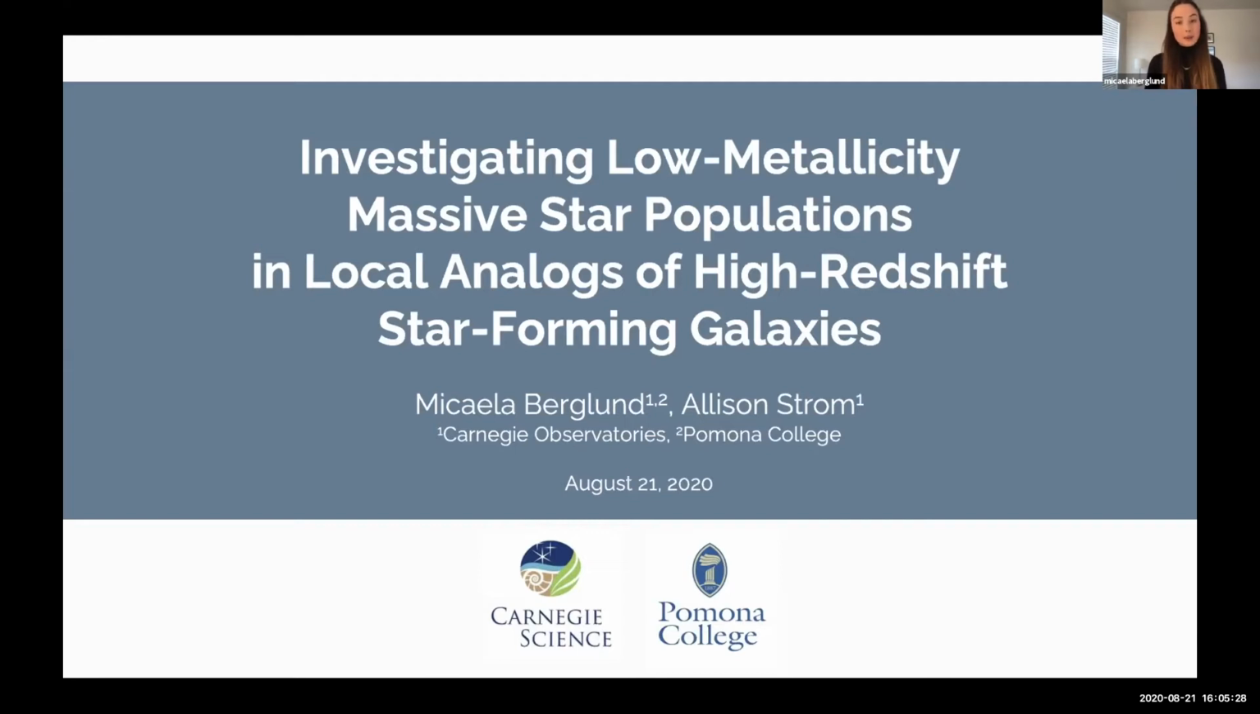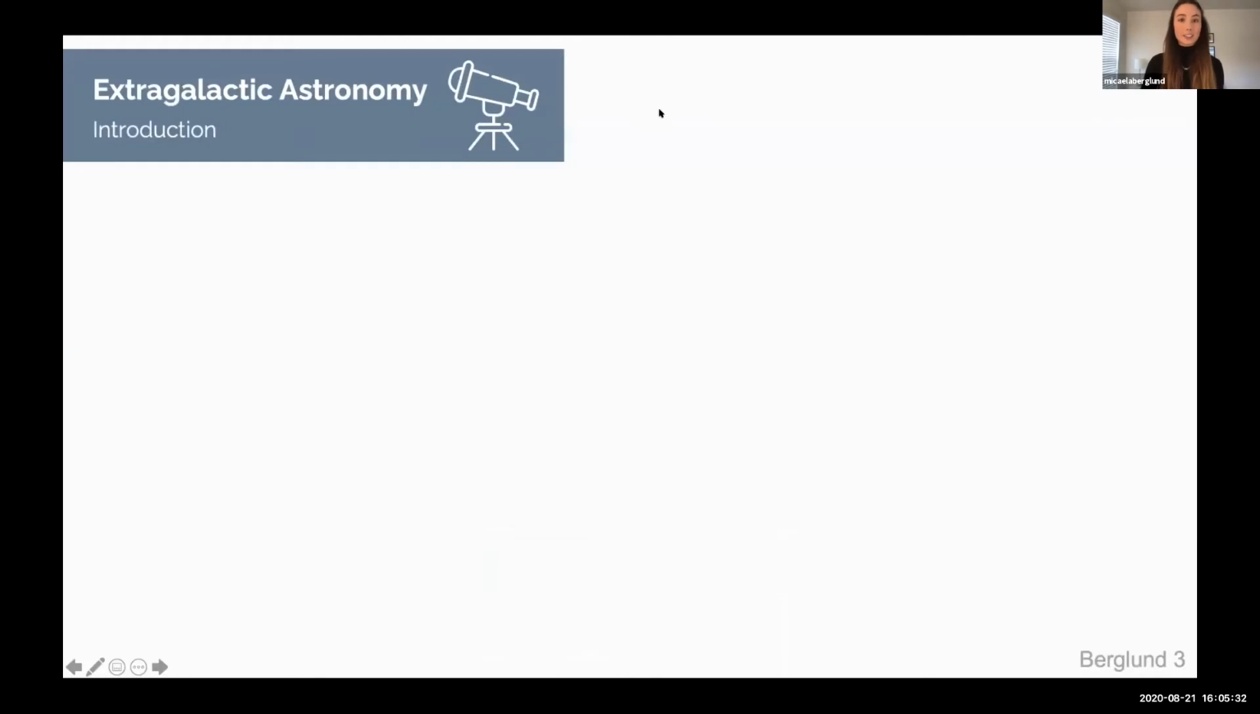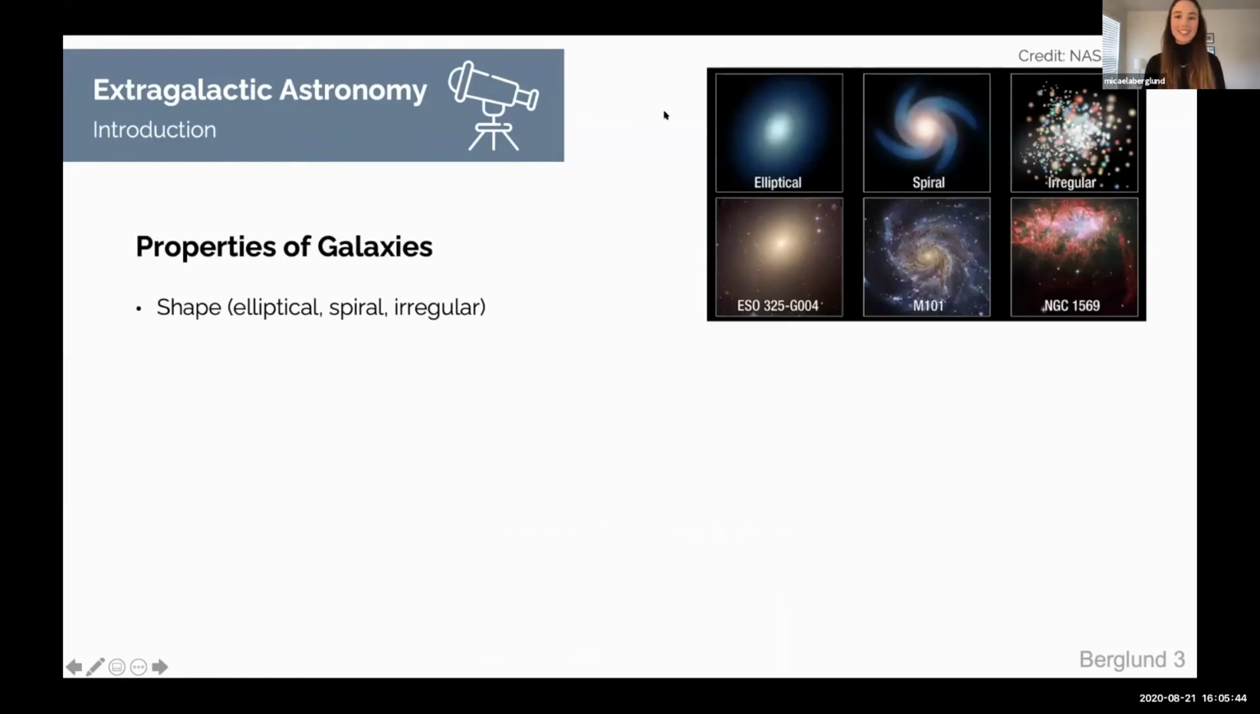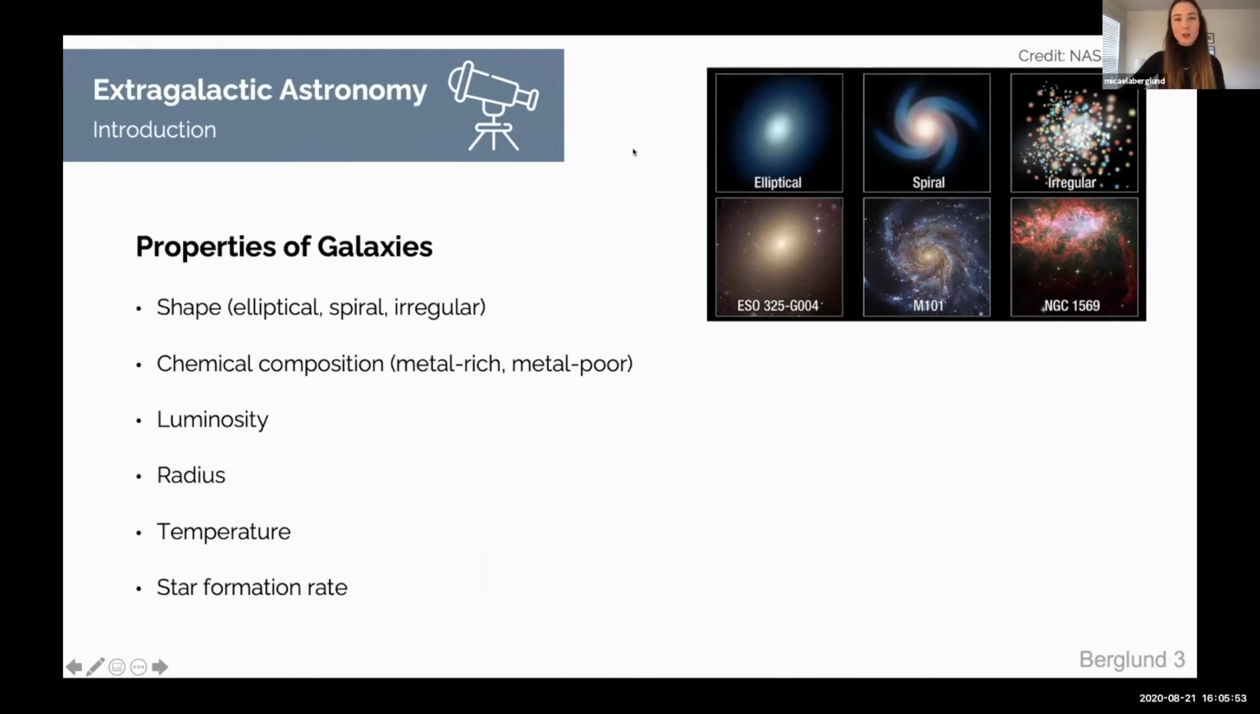So this was my first summer working with Allison, but it's my second project in extragalactic astronomy. And one of the principal goals of extragalactic astronomy is learning about the properties of galaxies, like their shape. Are they elliptical, spiral, irregular? Their chemical composition. Are they metal poor or metal rich? Their luminosity, radius, temperature, star formation rate. All of these properties are relatively easy to glean for galaxies that are in the nearby universe.